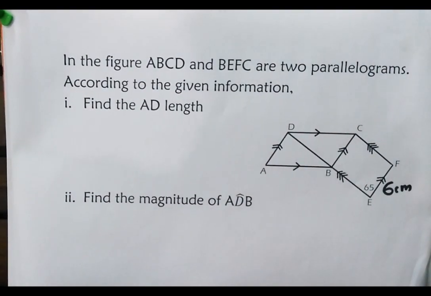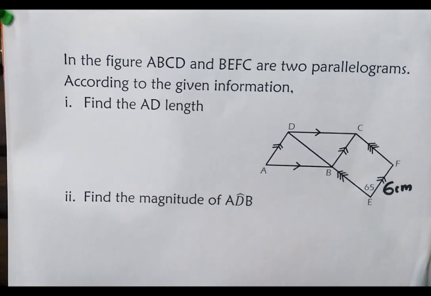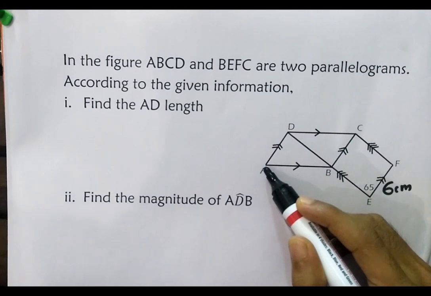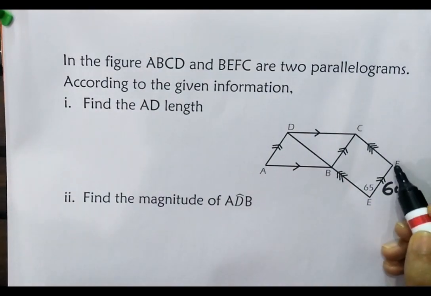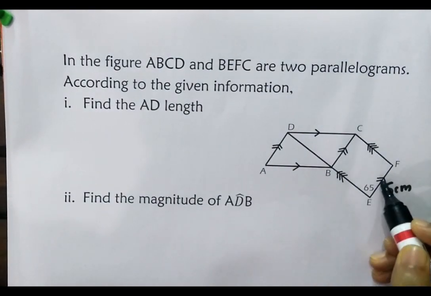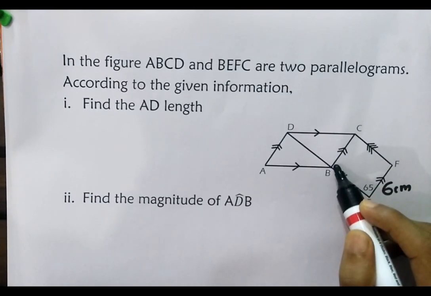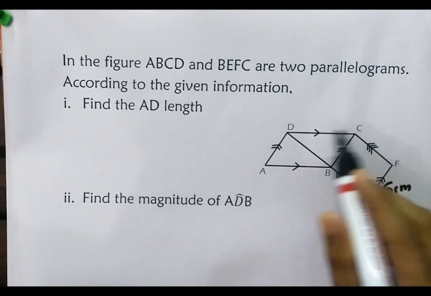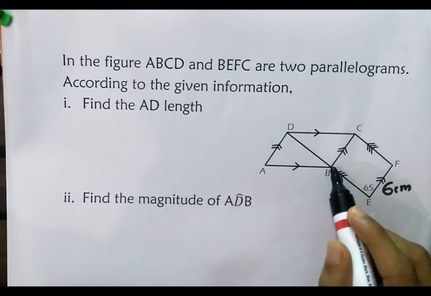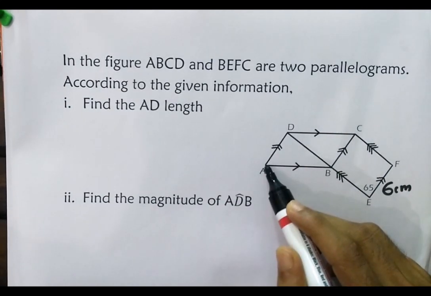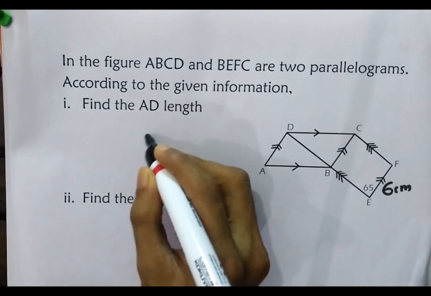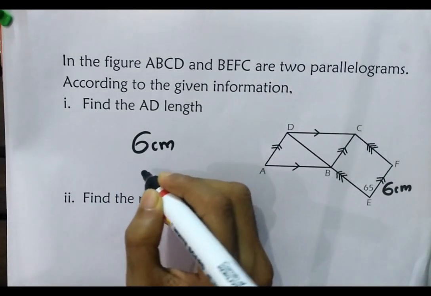So in this question they are asking, in the figure ABCD and BEFC are two parallelograms. According to the given information, find the length AD. So how to calculate the length of this? Okay, so if you see, in a parallelogram the opposite sides are equal. So if this part is 6, then here BC also equals 6. Okay. Now again ABCD is a parallelogram. So if BC is 6 centimeters, again AD is how much? That's 6 centimeters. So the length of AD is 6 centimeters.